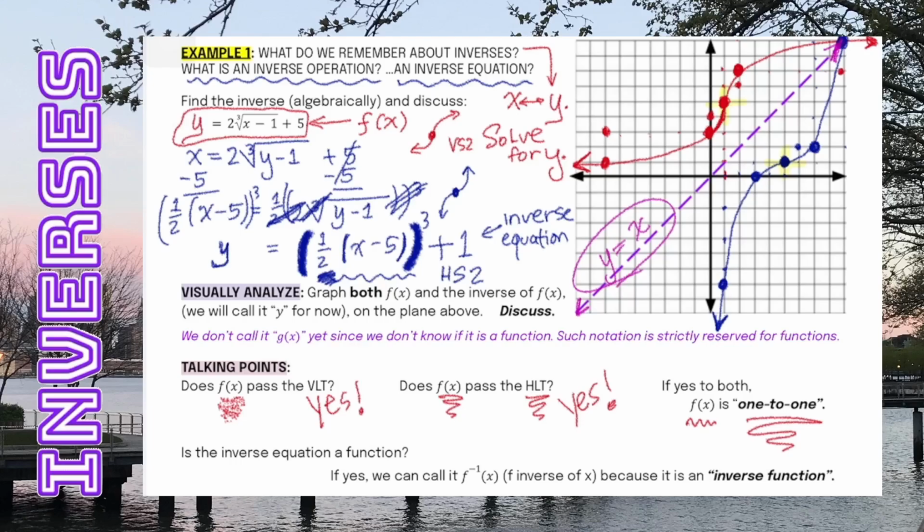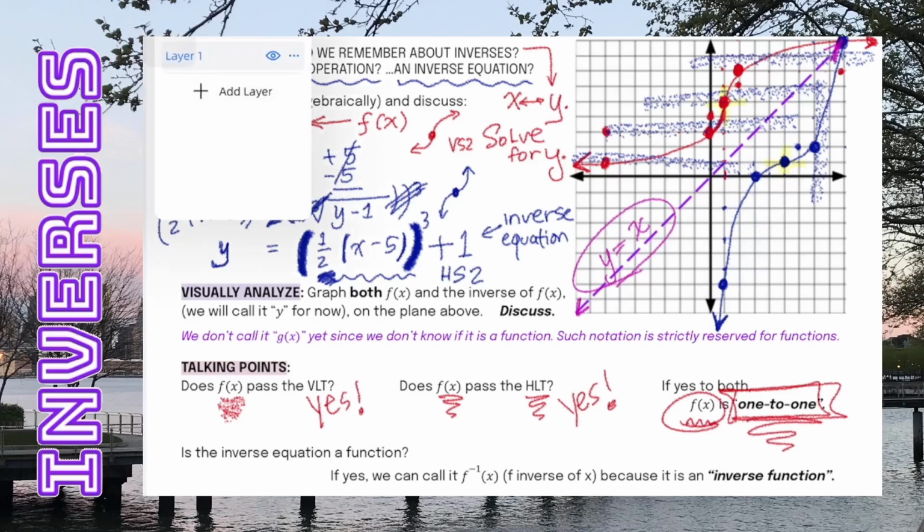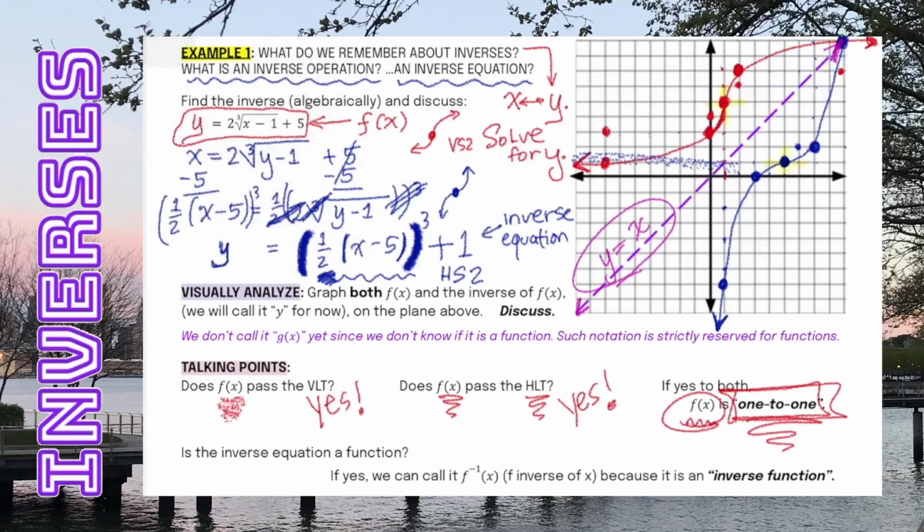That means if a function is 1 to 1, that tells me that its inverse, which is reflected over this y equals x line, this folded and flipped around little guy, is going to also be a function, because if this passes the horizontal line test, the inverse will pass the vertical line test. So if you know a function is 1 to 1, then you essentially know that the inverse will be a function. So is the inverse equation a function? In this case, yes.